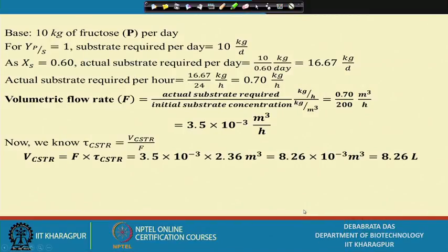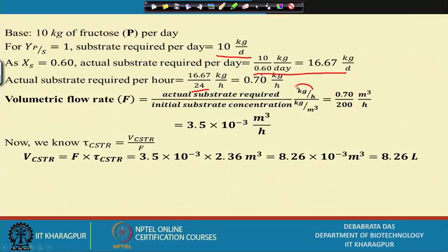Then we find out how much product you have to produce. 10 kg per day. Am I right? 10 kg product per day we have. So for the 10 kg product, how much substrate is required? 60% conversion of substrate. So you divide by 0.6. So it is coming 16.767 kg per day. So per day, that means how much substrate is consumed per hour? You divide by 24 hours, because one day is 24 hours. So it is coming 0.7 kg per hour.